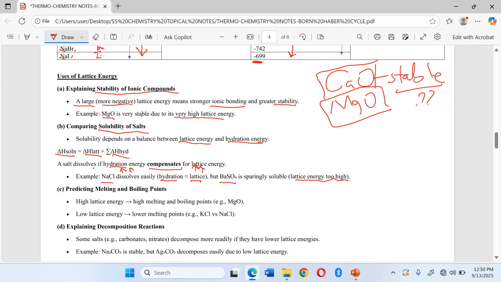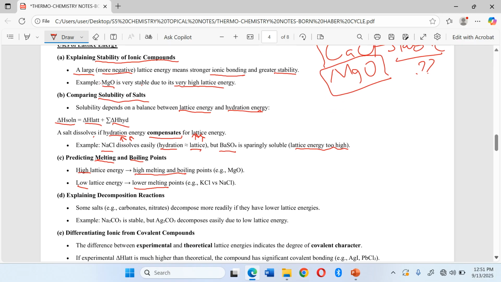Then the last two: it helps in predicting melting point. From the previous points, if something is more stable, it will require more energy, and therefore the melting point becomes high. So the higher the lattice energy, the higher the melting point and boiling point. The lower the lattice energy, the lower the melting point. Then it also helps to explain the decomposition reaction.